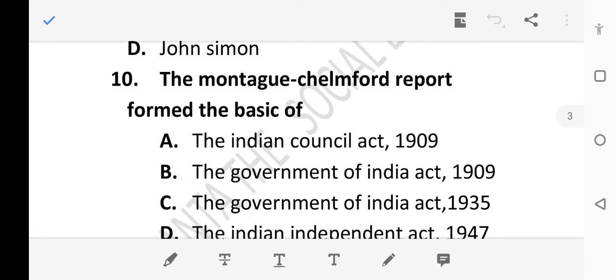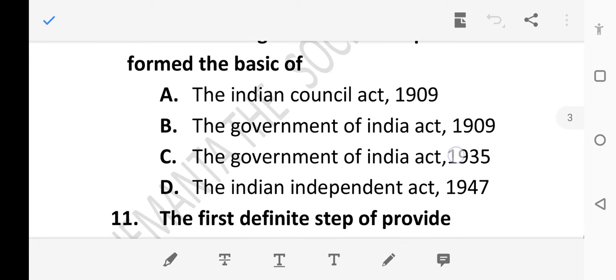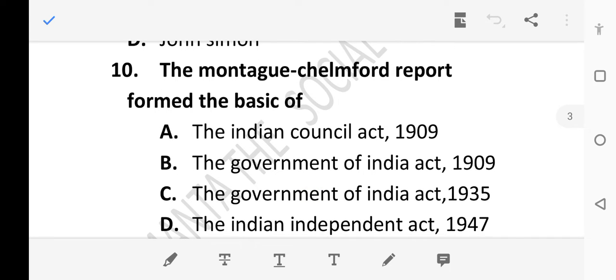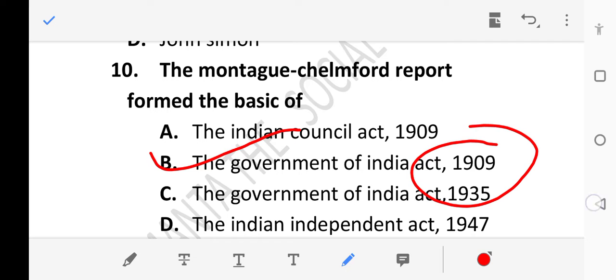Next question. The Montagu-Chelmsford Report formed the basis of the Indian Council Act 1909, the Government of India Act 1919, the Government of India Act 1935, the Indian Independence Act 1947. So here option number B is the right answer. The Government of India Act 1919 is the right answer.